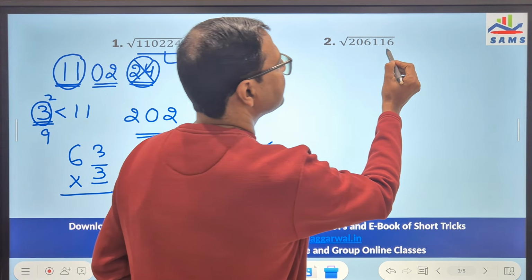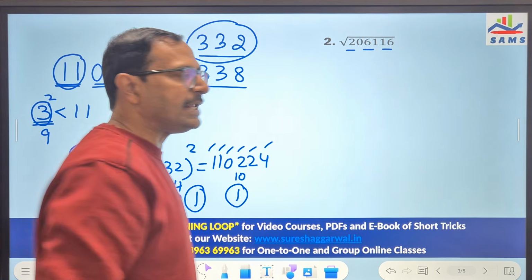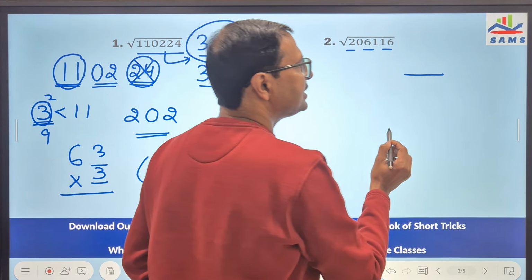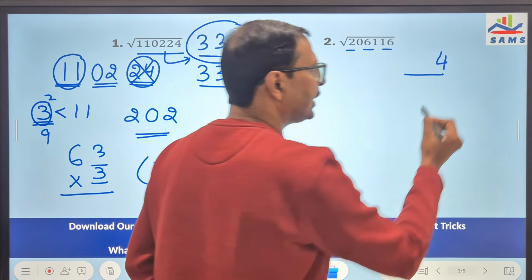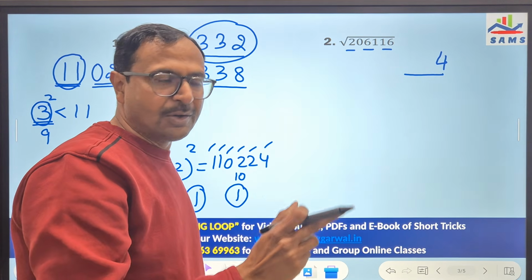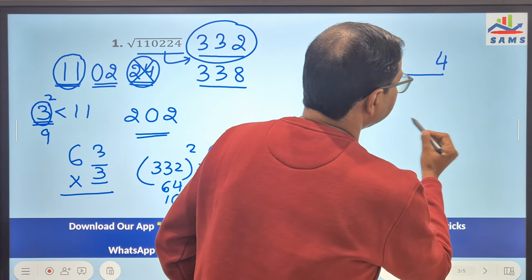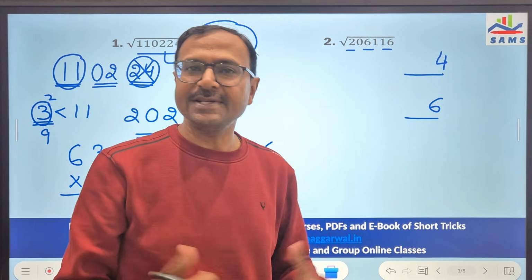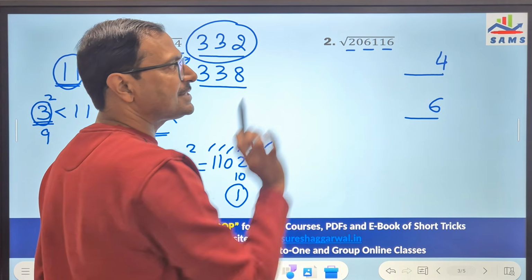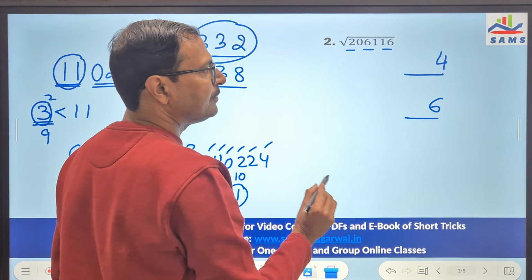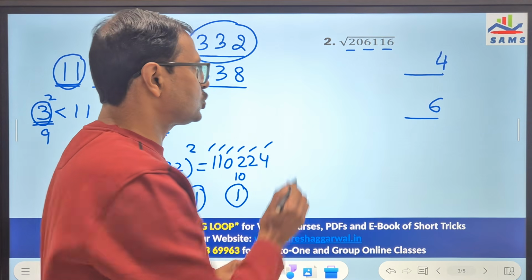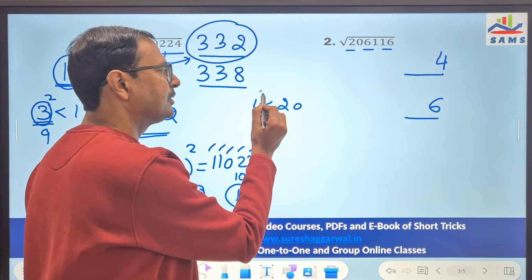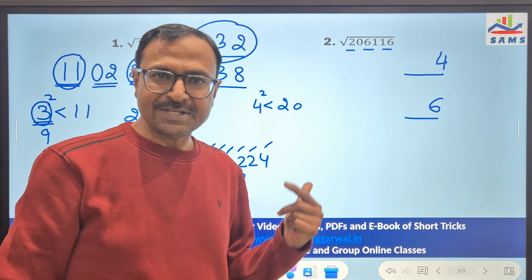So here we have 16, 61 and 20. So 16 means my answer either ends in 4, because 4 square is 16, or I'll have another option 6, because 6 square is 36 which ends in 6. So the job of 16 is done. Now what about 20? 20 is greater than 4 square, because 4 square is 16 which is less than 20.